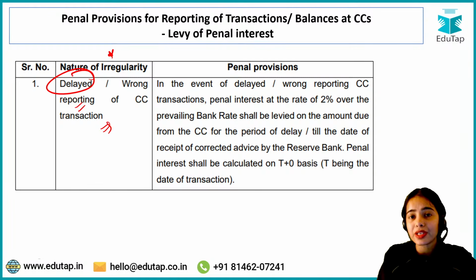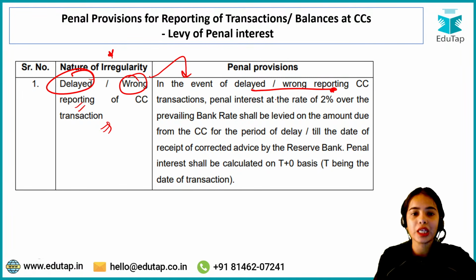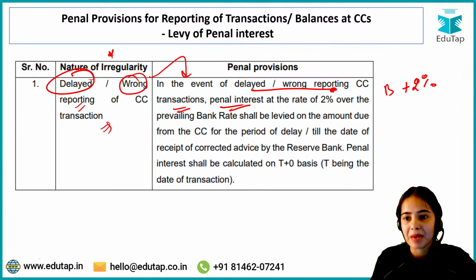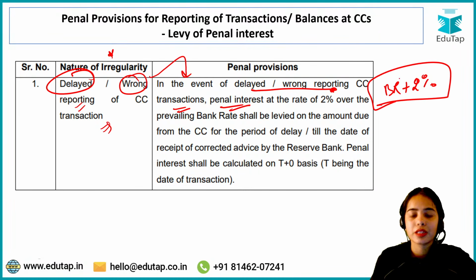Now coming to the next one, delayed or wrong reporting of the currency chest transaction. In such an event of delayed or wrong reporting of currency chest transactions, penal interest at the rate of 2% plus the bank rate applies. The bank rate is currently, I think, 5.5%. So whatever is the bank rate plus 2%, this is the penal interest rate.